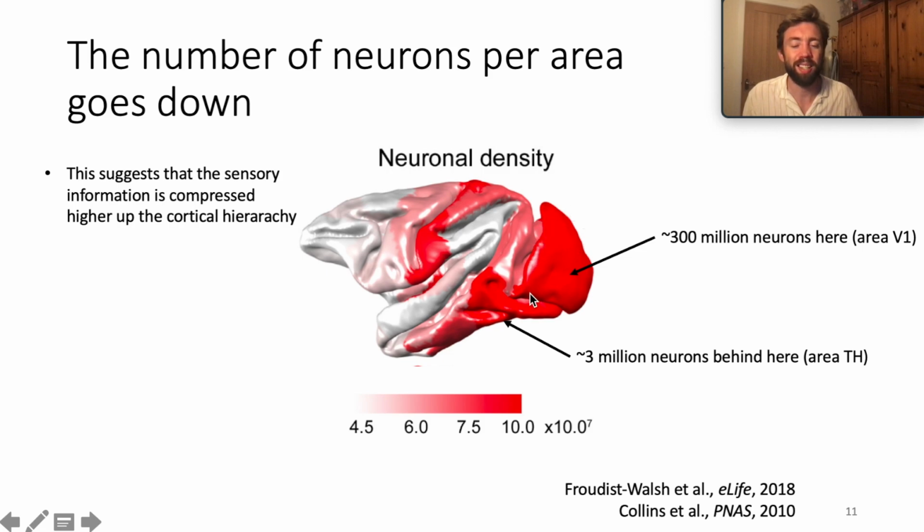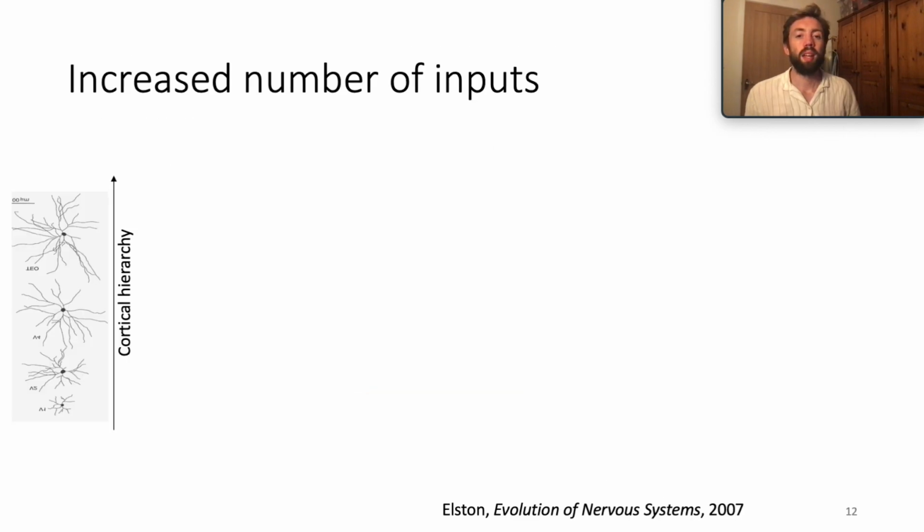But we also see the size of the brain areas goes down, so that if you look in area V1, primary visual cortex, there are about 300 million neurons there in the monkey brain, whereas you take a few steps forward to area TH, which is connected very strongly to the hippocampus, there are only about 3 million neurons there. So it scales down by about a factor of 100. So this suggests that sensory information is compressed as you go from the early stages deep into the cortical hierarchy.